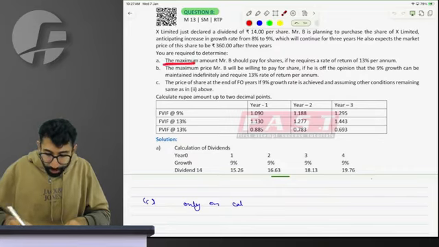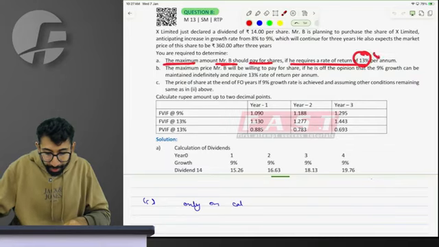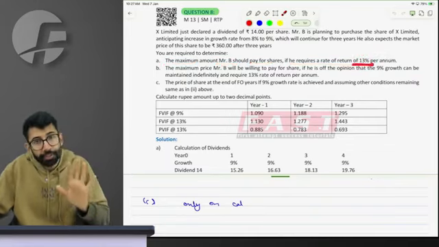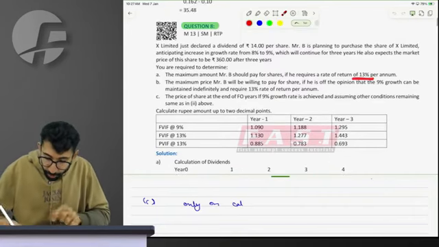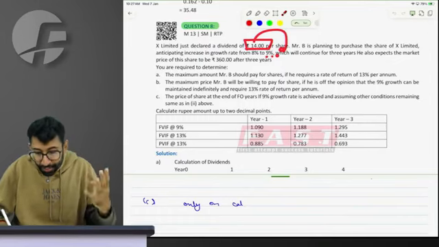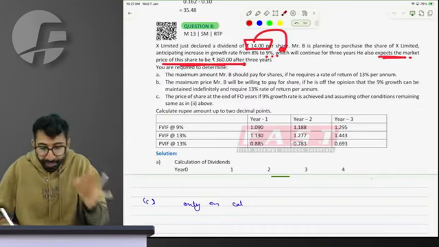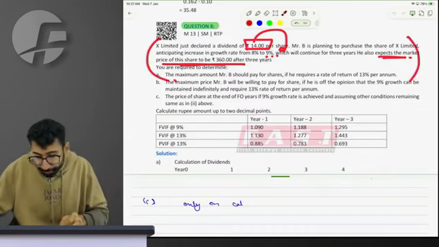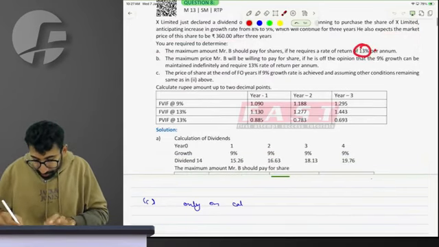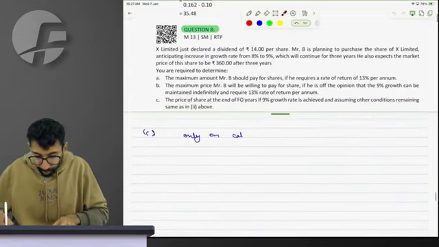The maximum amount Mr. B should pay for the share if he requires a rate of return of 13%. If we require to earn 13% rate of return from the share, which is going to give a dividend of 14 rupees plus 9% growth for the next 3 years, and at the end of the 3rd year he is expecting the price of the share to be 360, what is going to be the price today? We have been given the present value factor at a discounting rate of 13%. So common sense, present value of future cash flow.